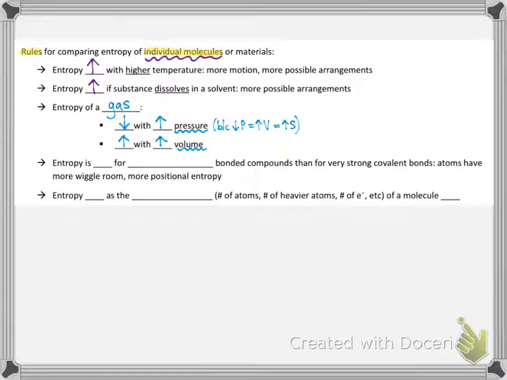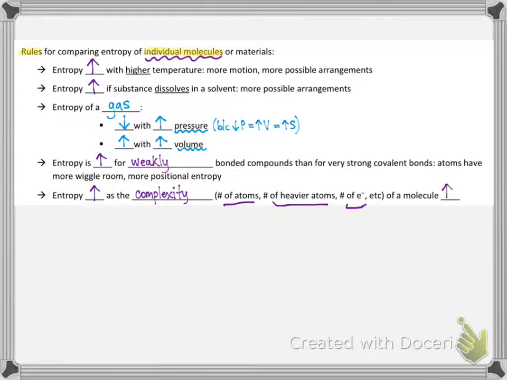Interestingly enough, entropy is actually higher when you have weakly bonded compounds compared to strong covalent bonds. If the bonds are weak, the atoms basically have more wiggle room, more possible positions, more entropy. And entropy increases as the complexity of a molecule increases. There are a lot of different factors here. You could look at the number of atoms in a molecule, how heavy the atoms in a molecule are, how many electrons are in the molecule, all the things.